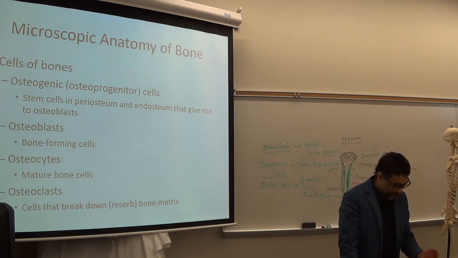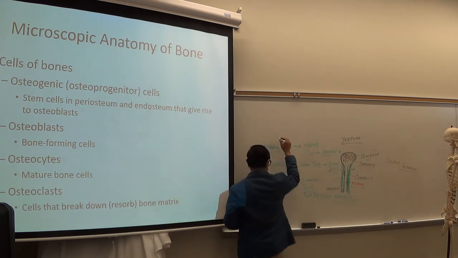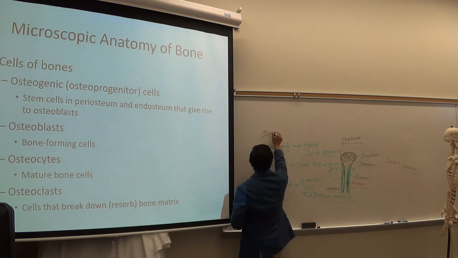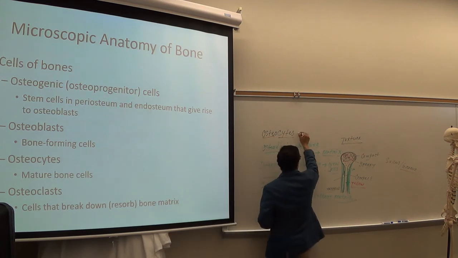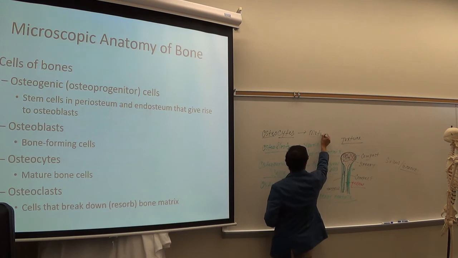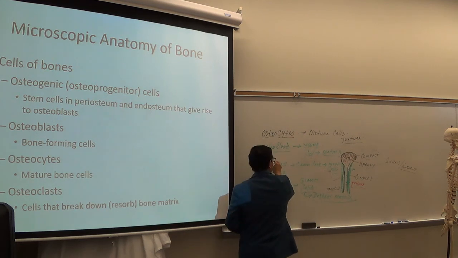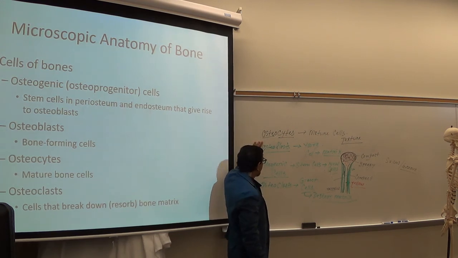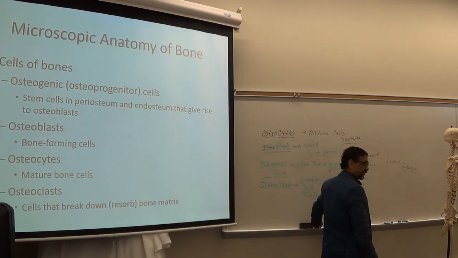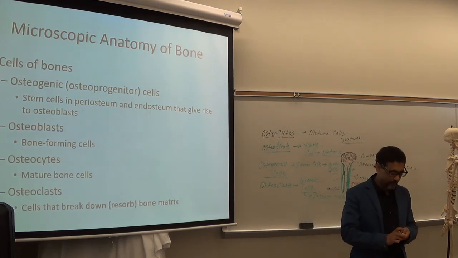Now, there is another type of cells. Those are mature cells called osteocytes. Osteo means bone, cyte means cell. These are mature bone cells. So these are four different types of bone cells. Osteocytes are mature bone cells, osteoblasts are young cells, osteogenic cells are stem cells, and osteoclasts are giant cells that love to destroy.